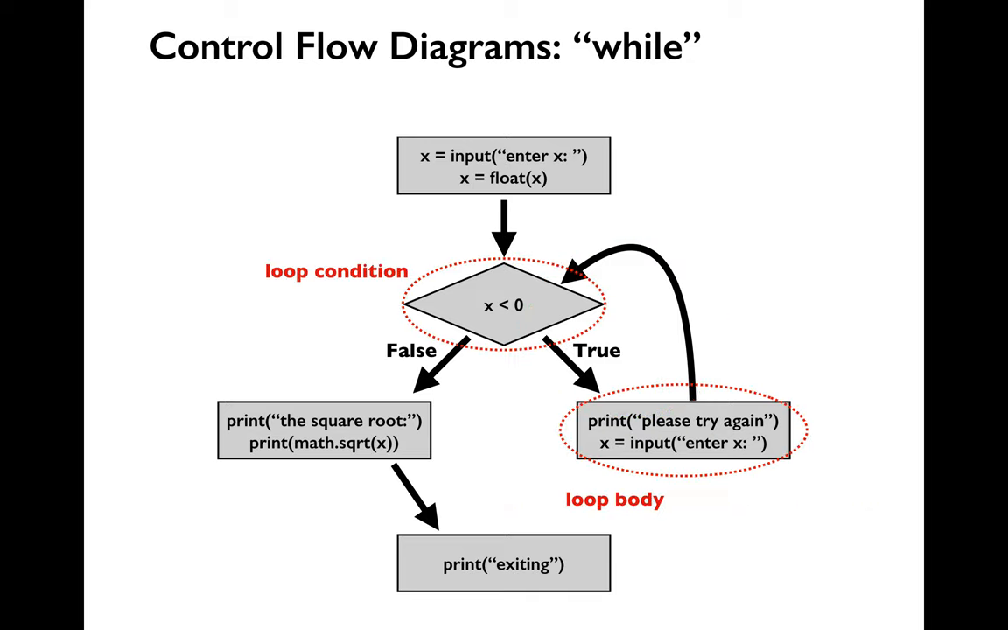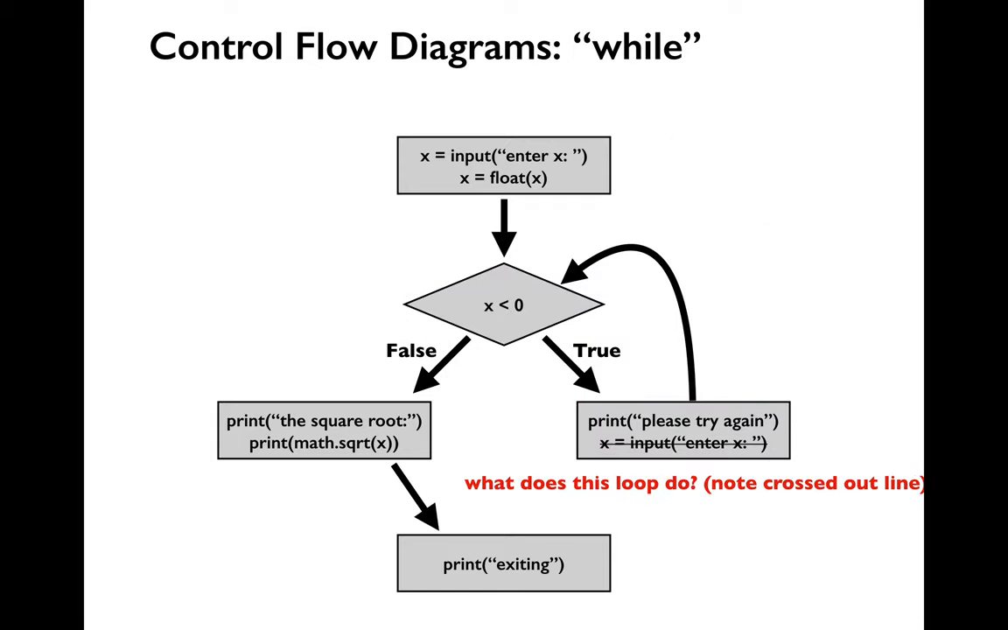So in that diamond, just like before, it's a condition. This time it's a loop condition, and then that piece that runs when the condition is true is called the loop body. Okay, so as I keep executing while that's true, that's why this is called the while loop. Let's think about what happens if we cross off that line of code. I'd like you to look at that for just a moment and trace through the code.